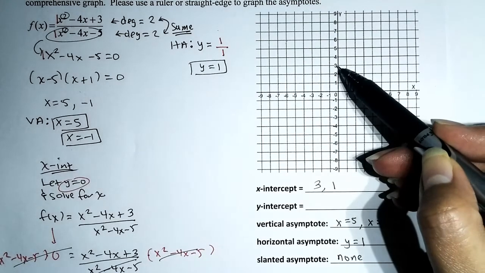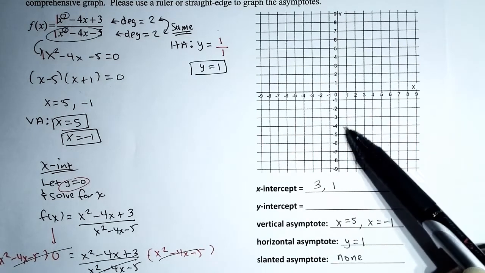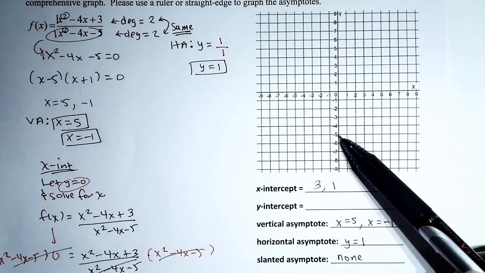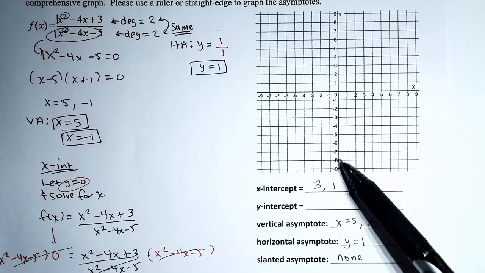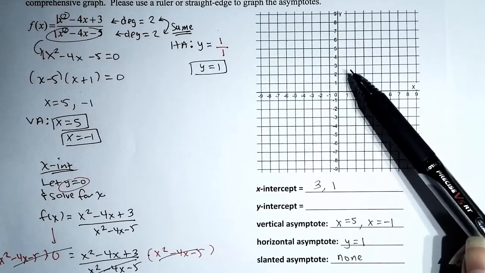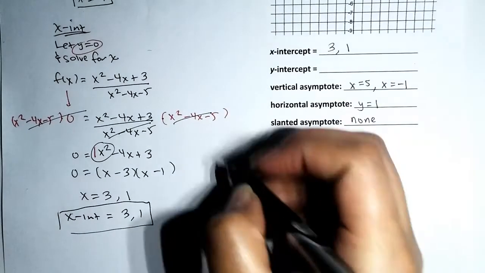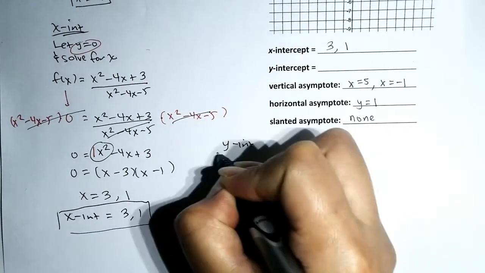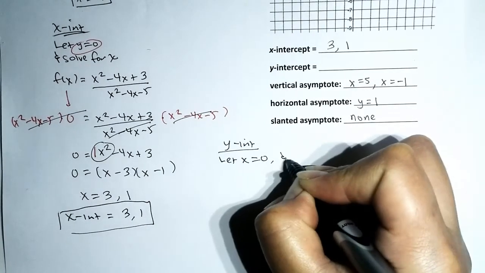If the y-intercept was at 3, at this point the value of x is 0. If the y-intercept was at -5, the x value is 0. So it doesn't matter where I am on the y-axis, the value of x equals 0. So the moral of the story is this: to find the y-intercept, we're going to let the other variable equal 0 and solve for y. So let's go ahead, speak to ourselves. Y-intercept, we're going to let the other variable equal 0 and solve for y.